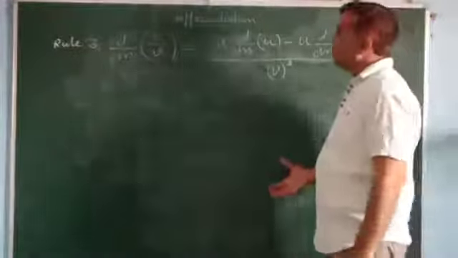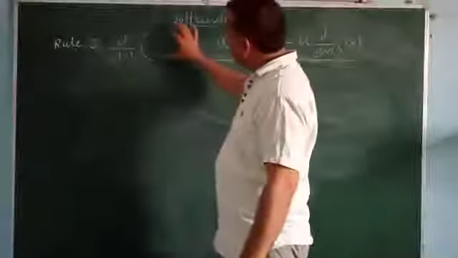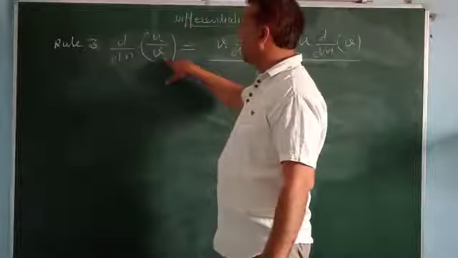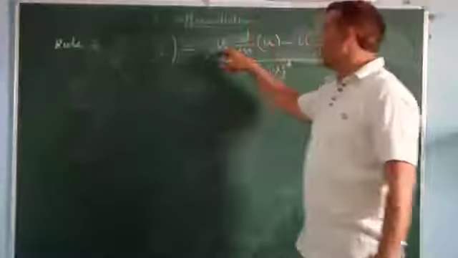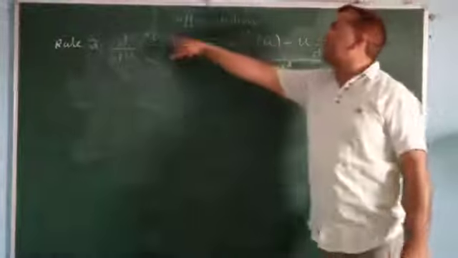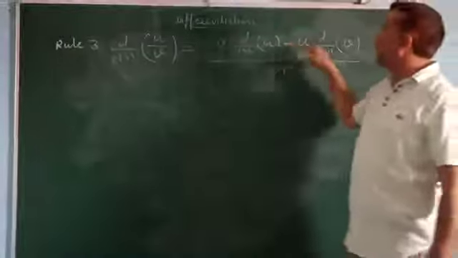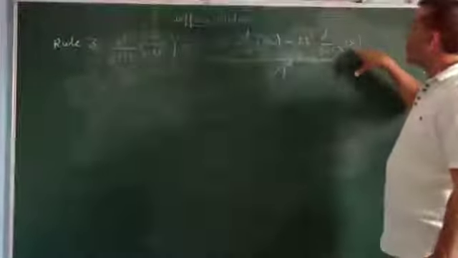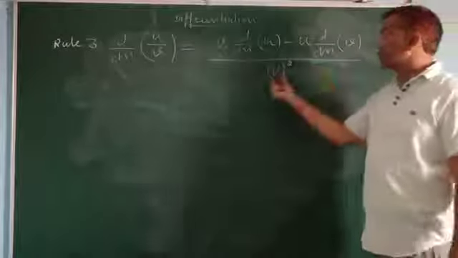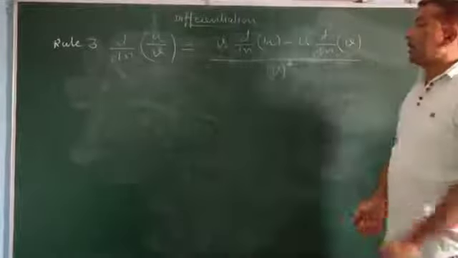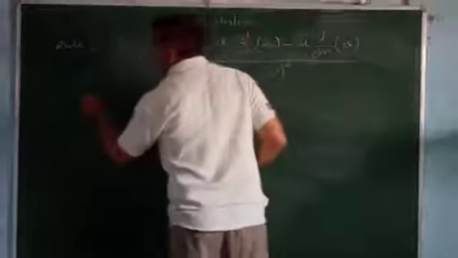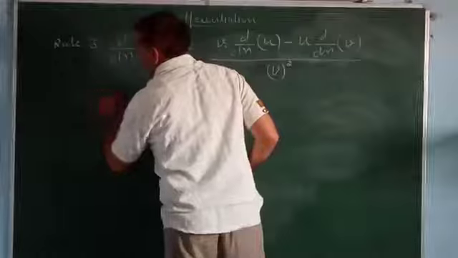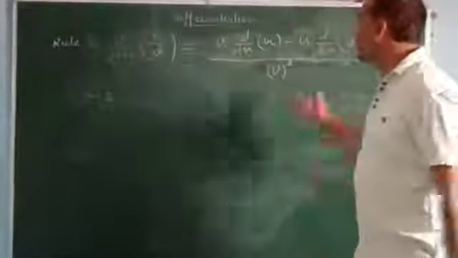Let us do it again. If any quotient is in the form of u upon v, then its derivative will be denominator as it is into derivative of numerator minus numerator as it is into derivative of denominator upon the square of denominator. I am taking an example of the quotient rule.